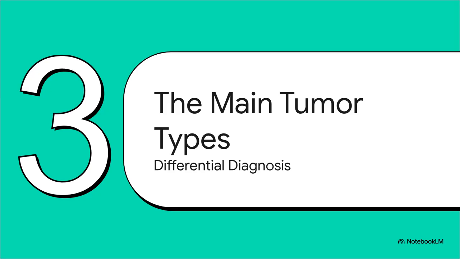All right, the specimen's handled, it's in process. Now for the fun part, building that differential diagnosis. When it comes to pediatric renal tumors, there are really four main players you have to have on your radar. So we're going to walk through each one.